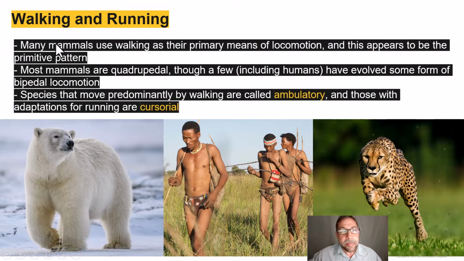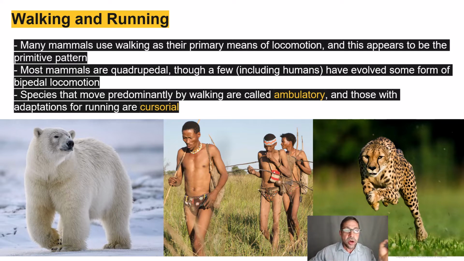To begin with, many mammals use walking as their primary means of locomotion. Walking is probably the primitive pattern of locomotion, the first means by which mammals moved from one place to the next. Most mammals are quadrupedal, meaning they move on four limbs, although there are some notable exceptions, namely us, mammals that are bipedal, walking on two limbs.